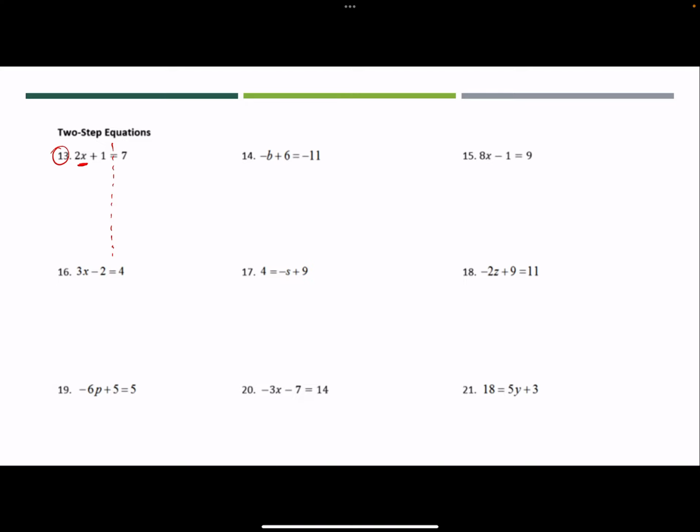Now, remember, SAD MEP. I got to do my subtractions or my additions first. So multiplying by 2, adding 1, we got to get rid of that adding 1. So we're going to subtract 1 because 1 minus 1 cancels out, gives me 0. But I also have to subtract 1 on the other side of the equal sign. So 7 minus 1 is 6. So I have 2x equals 6, right? Now, I want to get x by itself. I can divide both sides by 2. X is equal to 3.